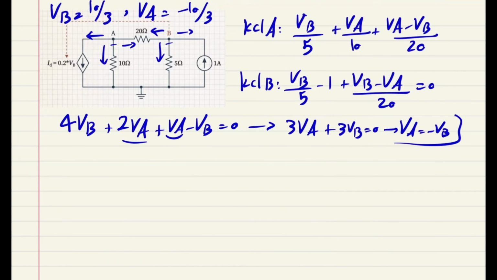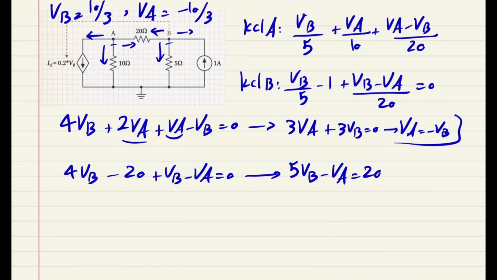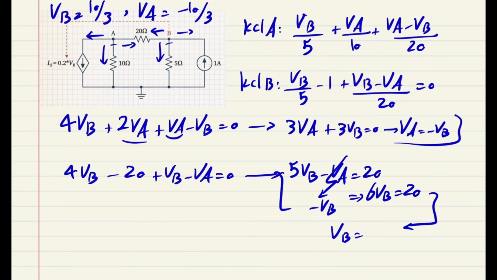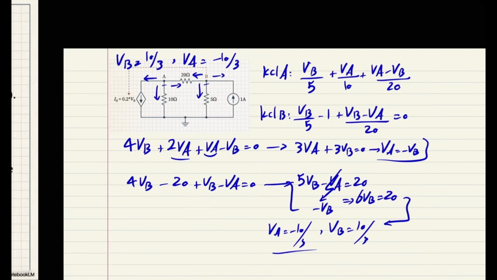I do have this thing. Then we have to multiply both sides by 20 on the KCL B. So I do have 4 VB subtracted by 20 plus VB subtracted by VA equals 0. So if you rearrange that, what do you get? You have 5 VB subtracted by VA equals 20. One thing that we know is that VA equals negative VB. So I can write it down as negative VB. And if you rearrange this one, 6 VB would be 20. Based on that, your VB would be equal to 20 divided by 6, which is 10 divided by 3. And VA would be equal to negative 10 divided by 3. As simple as that. Again, try to check it in both KCLs and you see the right answer.